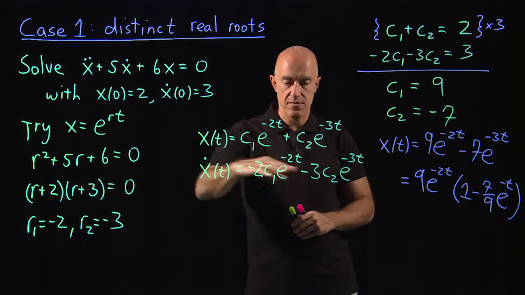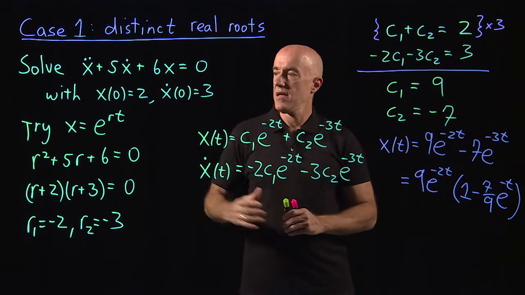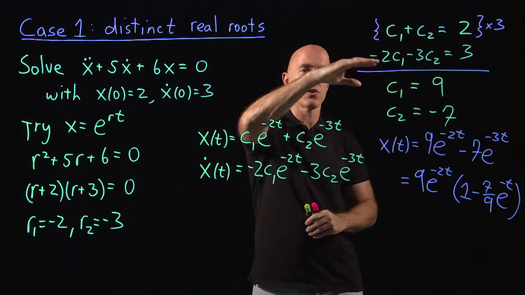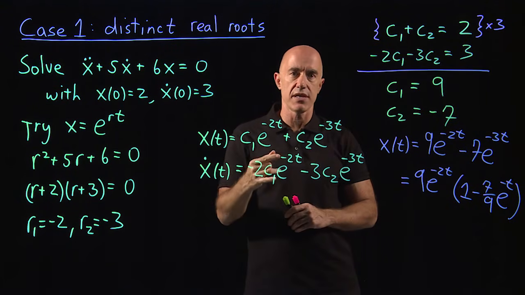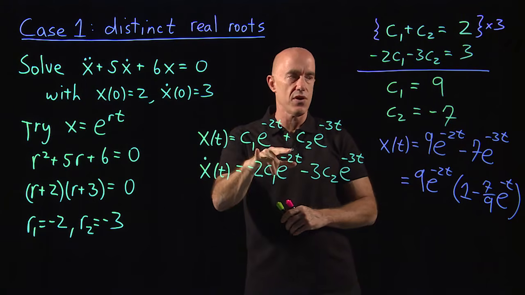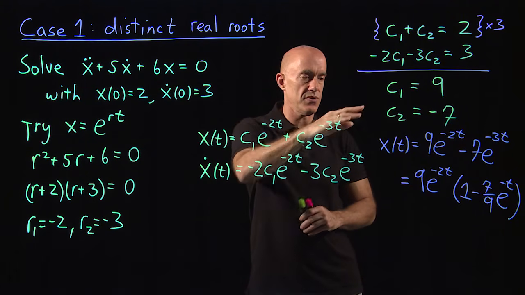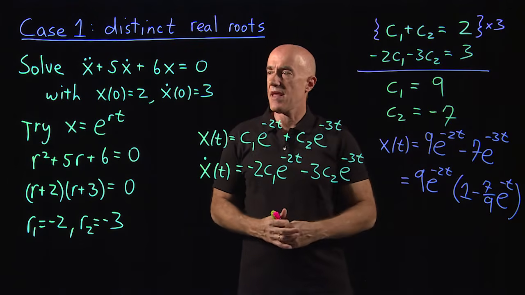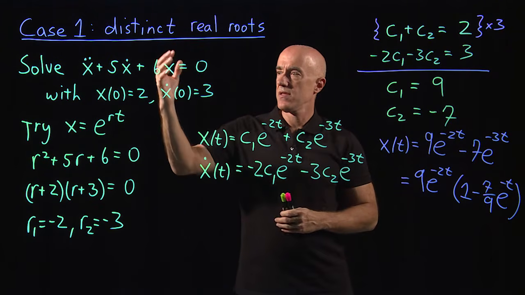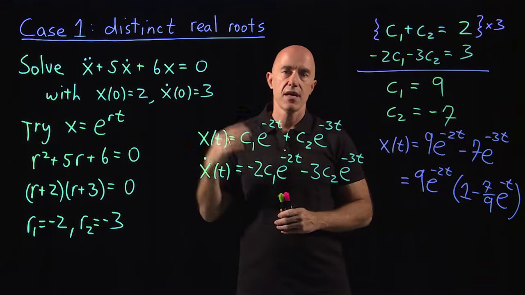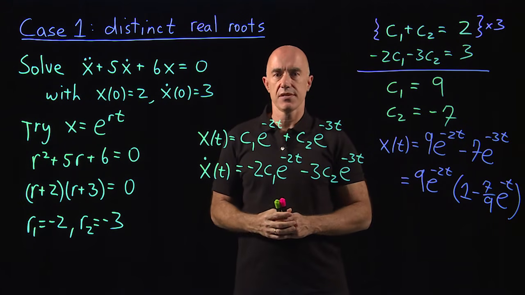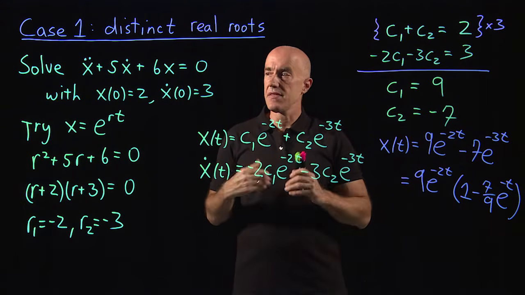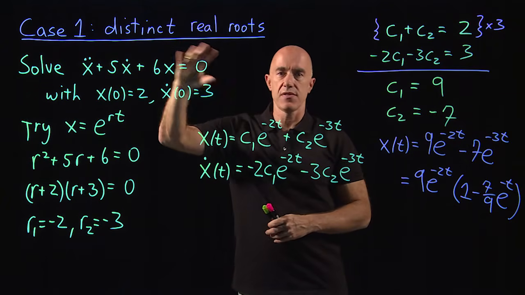We need the time derivative of that. And then we satisfy the two initial conditions. That gives us two linear equations for the two unknowns, c1 and c2. And then we can find the specific solution that satisfies both the differential equation and the initial conditions. In the next two videos, we'll consider the other two cases.